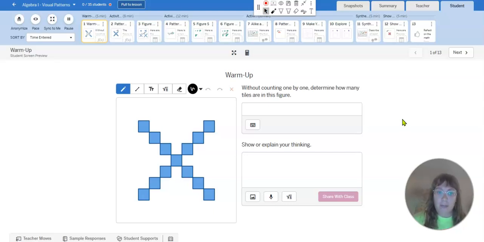So we have this figure, and it says, without counting one by one, determine how many tiles there are in this figure. Now, the answers can vary. People might notice different things, and you may count them in groups. So take a second to think about how you would do this without counting one by one.